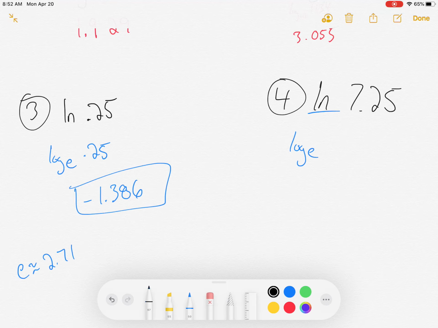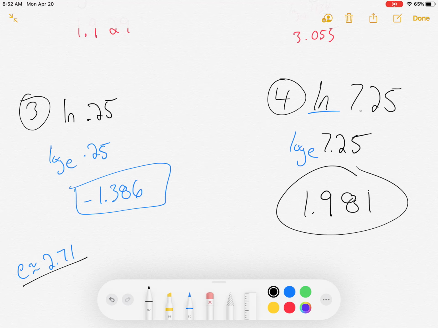Next up, to hammer this home, ln is the same as log base e of 7.25. And again, e is 2.71. To go from 2.71 to 7.25, it's going up, so our exponent should be positive. Okay, if we type this in, ln of 7.25, we should get 1.981. Okay, that is all I have for you.